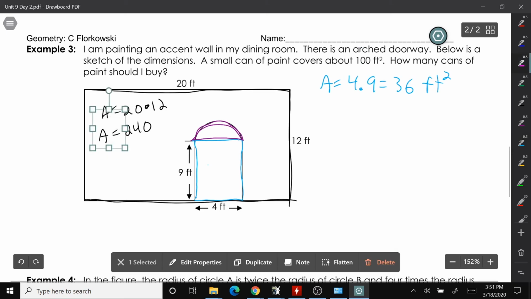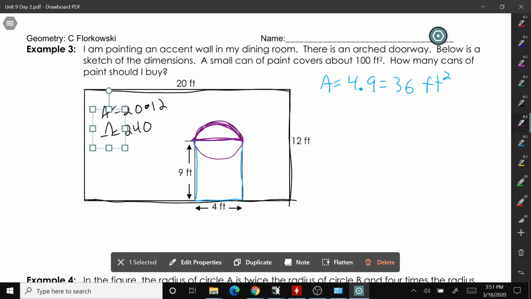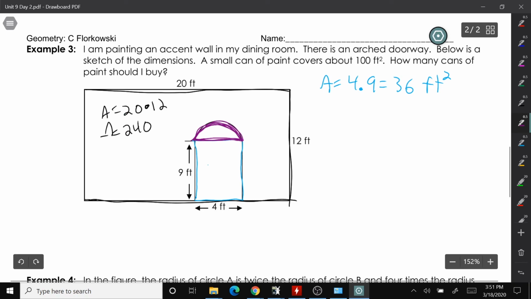Now, we have to worry about this up here. Well, it's half a circle, so if we can find the area of the whole circle, pretend that this whole circle is here, and then cut it in half, that will tell us how big that half circle, that semicircle, is. Well, if this distance is 4, that means this distance is 4 as well, which is the diameter. We cut that in half. This gives us a radius of 2.